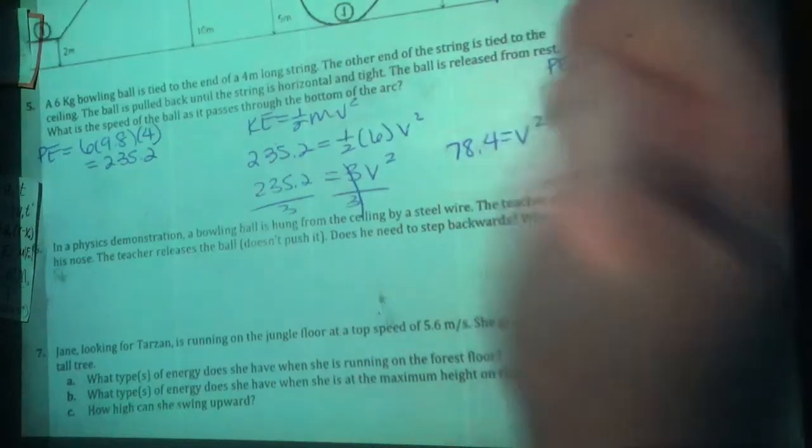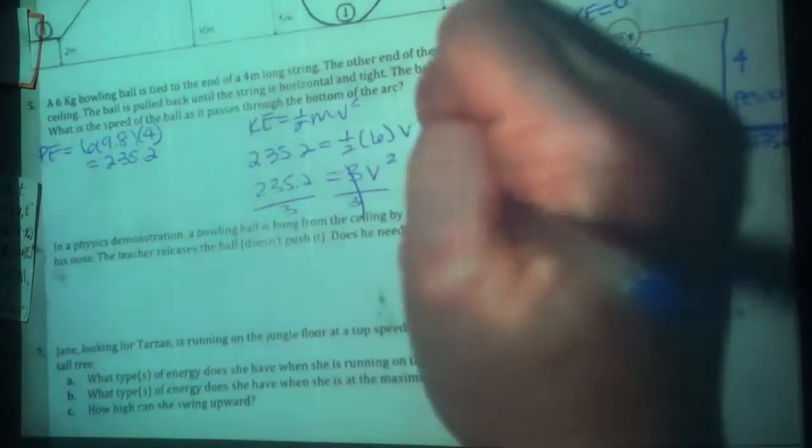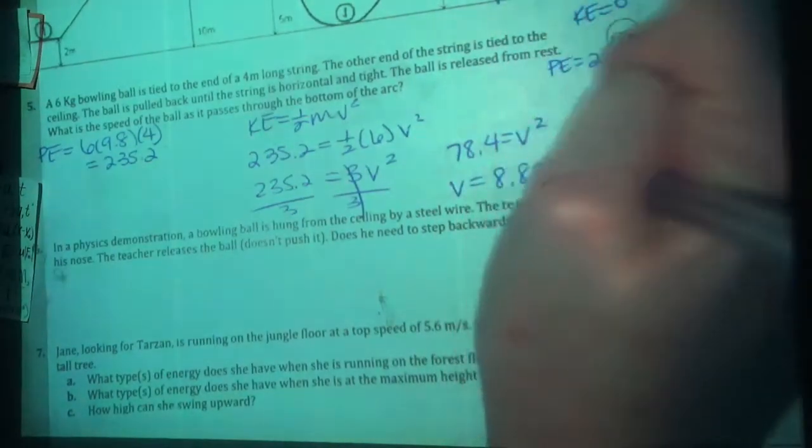Divided by 3. That gives me 78.4 v squared, and now you just take the square root, and that gives me my velocity is 8.85 meters per second.